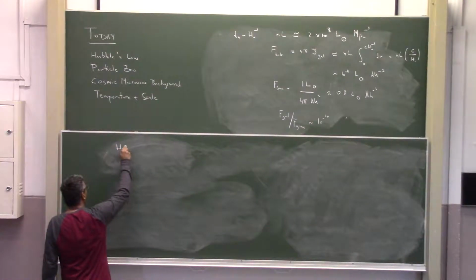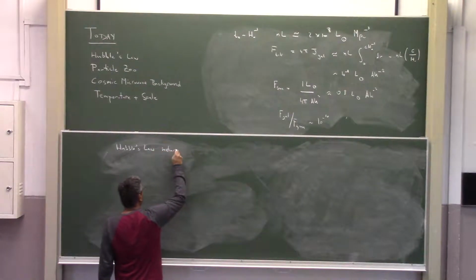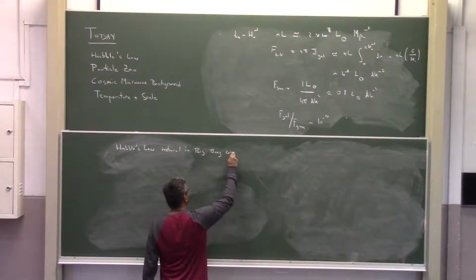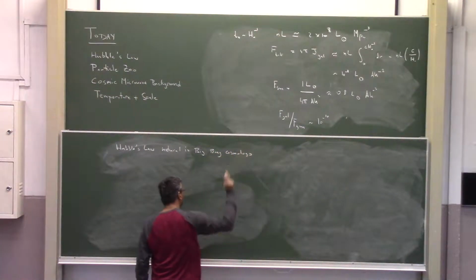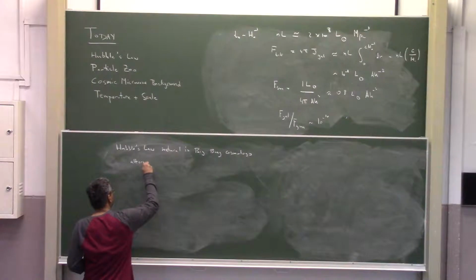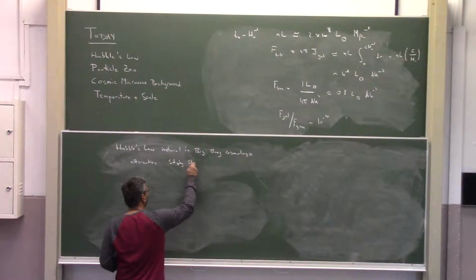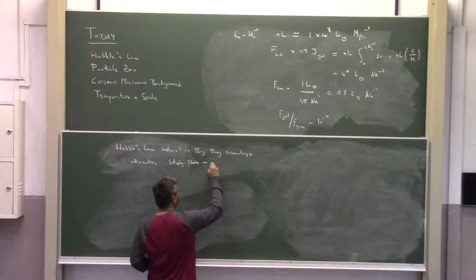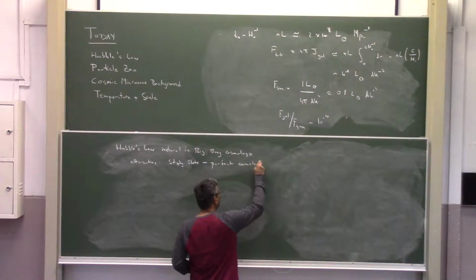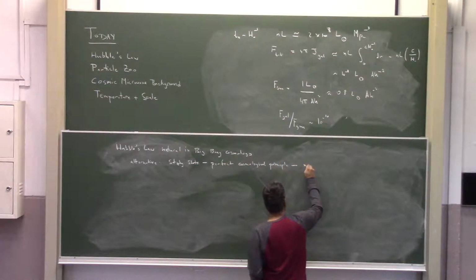So first, Hubble's law is natural in a Big Bang cosmology. But there is an alternative: the steady-state universe, which uses a perfect cosmological principle. But there's no privileged time.